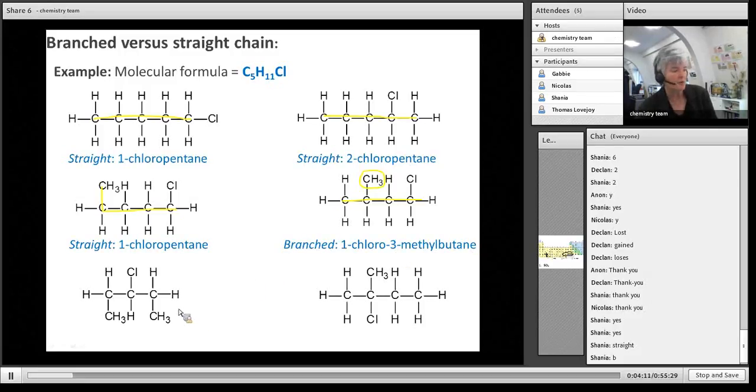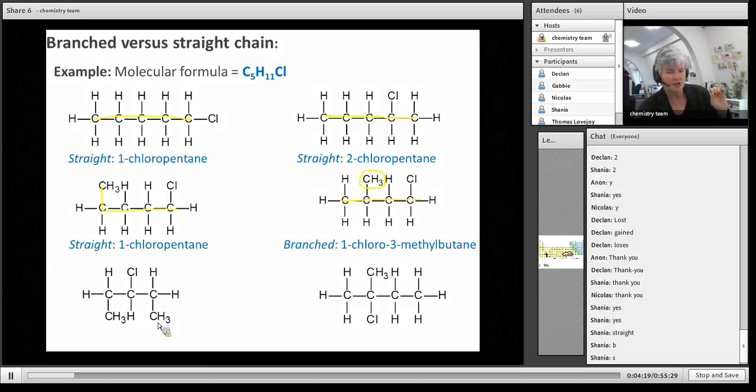Okay, and what about this one? Who would like to have a go with this bottom one? B for branched or S for straight? In your mind's eye, see if you can. It's a straight chain. Good, because can you see I can move along it without having to lift it? So this is 3-chloropentane, because if I start from the right, 1, 2, 3, it's on the third carbon, or if I start on the left, 1, 2, 3, it's on the third carbon.